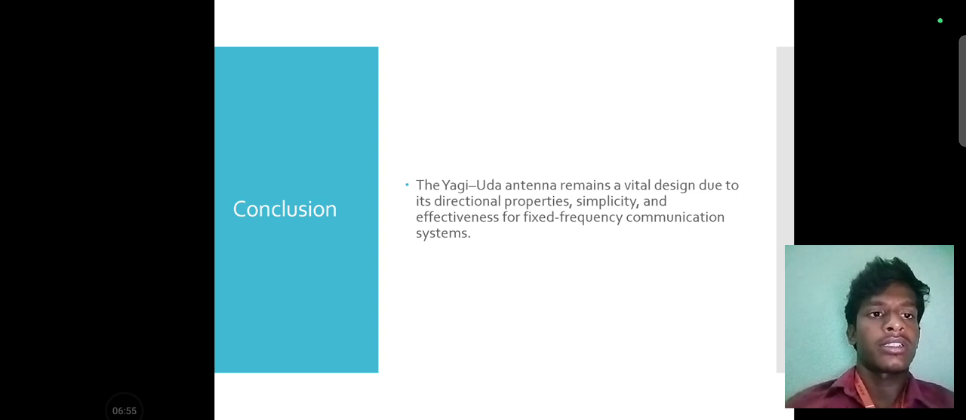I conclude with this slide. The Yagi antenna remains a vital design due to its directional properties, simplicity, and effectiveness for fixed frequency communication systems. Thank you.